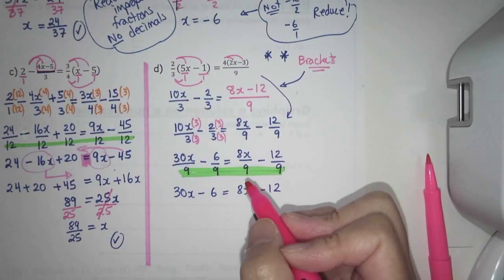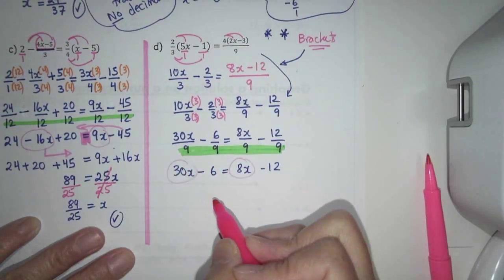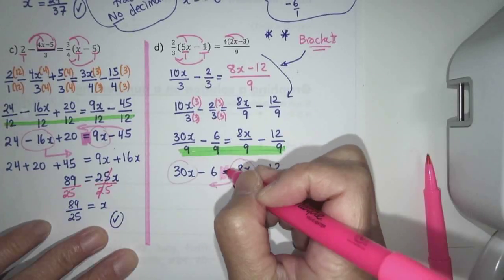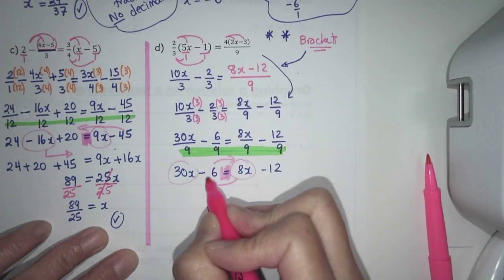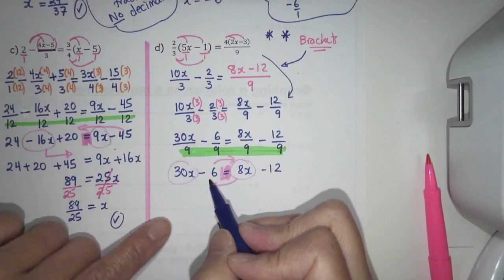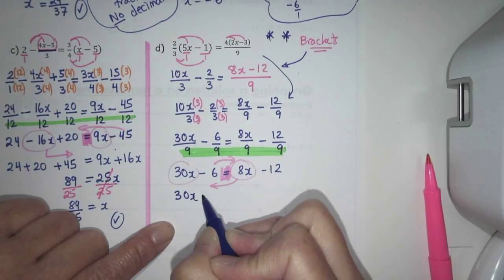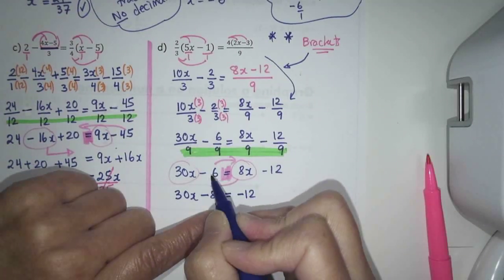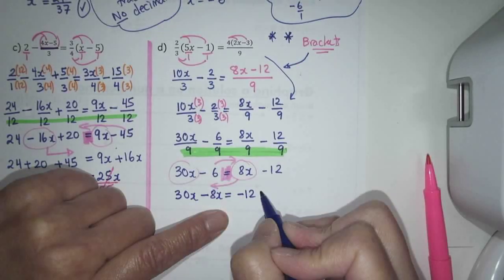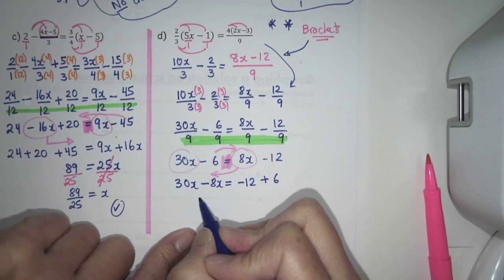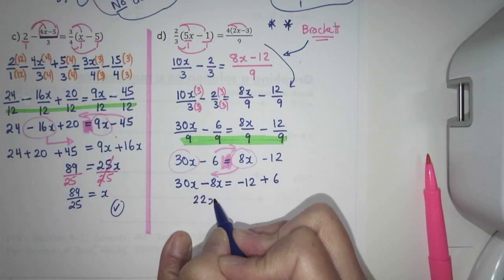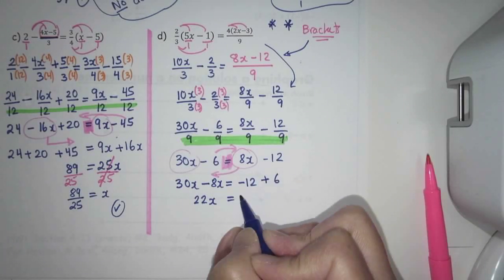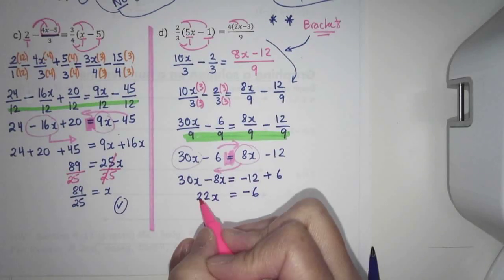And then we want all the terms with an x on one side. So these two. And then all the numbers with no variables on the other side. So I'll move this one. Why do I draw the arrow? Because it hopped over the equal. And I'll do this one. And I draw the arrow because it's hopping over. When you cross the barrier, you change operation. So 30x minus 8x equals... This stays where it is. Negative 12 stays where it is. This one changes operation. So instead of minus 6, it's plus 6. This becomes 22x equals, and this becomes negative 12 plus 6, which is negative 6.